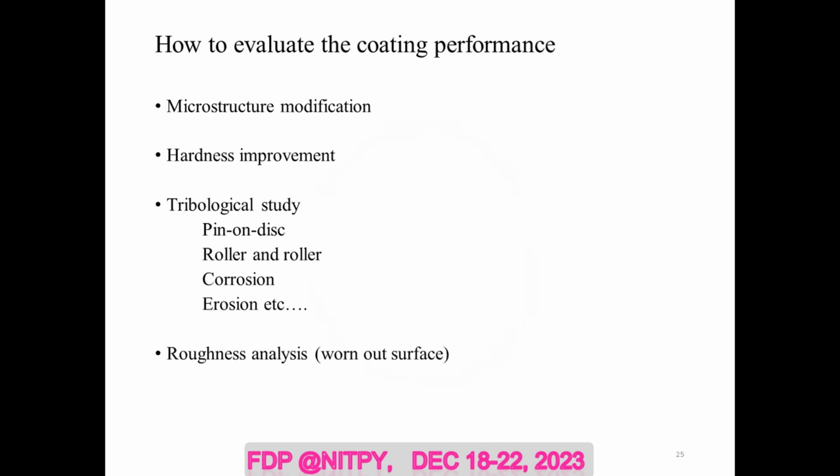Now we have done the coating process and the surface engineering. Now we need to evaluate the coating performance, how the coating performance is improved when compared with the previous one without the coating. So we can analyze the microstructure modification and the hardness improvement, and we can do tribological studies using pin-on-disc or roller tests, or corrosion tests or erosion tests, and finally worn surface and roughness analysis. In this way, we can evaluate the coating performance.